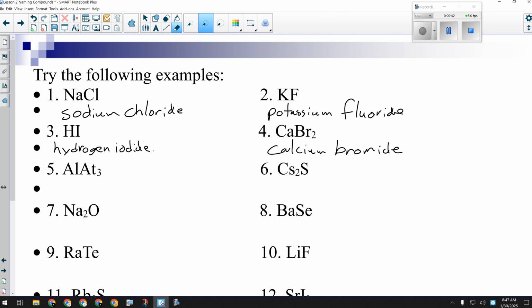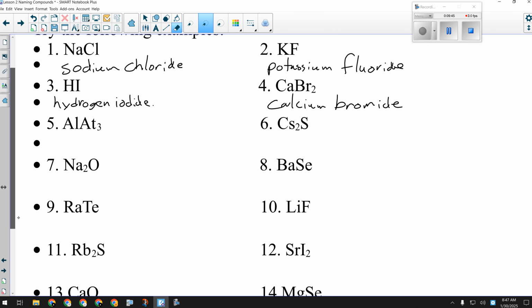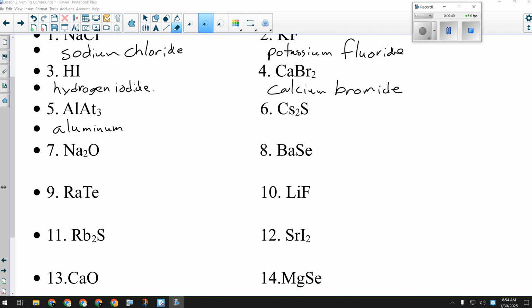I'll give you a few minutes on the rest of these, and then we'll go through them together. Write them down and give them a try. So we just say aluminum. You spell it either way. I'm going to mark it right. Either one I interpret is correct. So it is aluminum because that's how we say it. And what's At? Astatide, right? Okay, aluminum astatide, astatine actually, but too many S's.